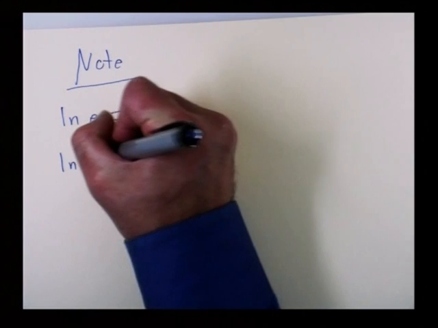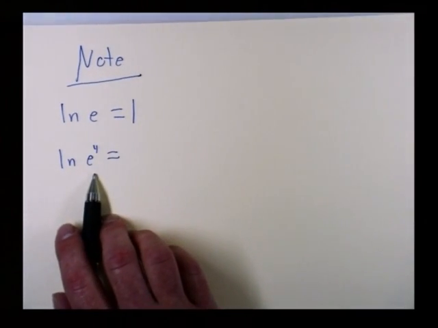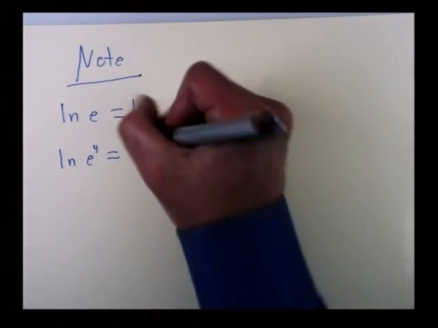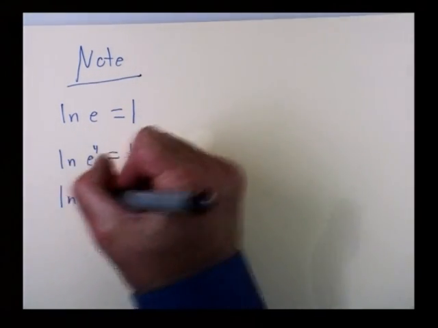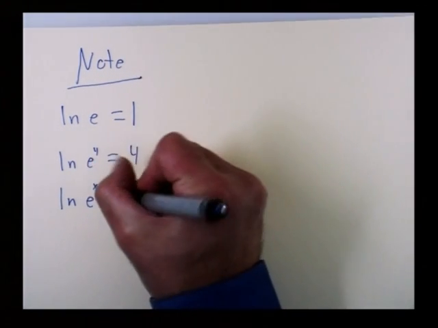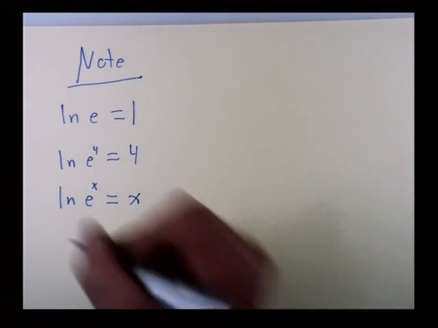How about the natural log of e to the 4th power? E raised to some power should be e to the 4th. Do we know what that power is? Of course, it must be 4. The natural log of e to the 4th power is, in fact, 4. In fact, even better, the natural log of e to the x is always equal to x for the same reason. That's what natural log means.